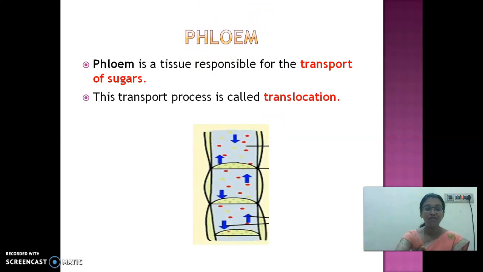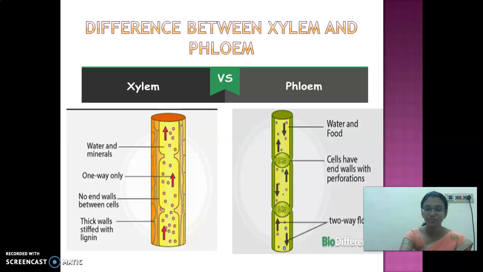So you have two-way arrows, right? So phloem can transport in two ways also. What is the difference between xylem and phloem? Look here. Xylem transports water and minerals. But phloem transports water and food. That is the first point. Xylem, water and minerals. Phloem, water and food.